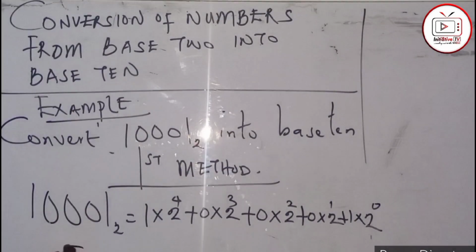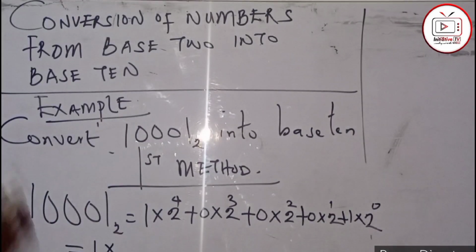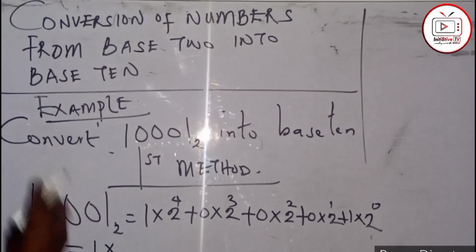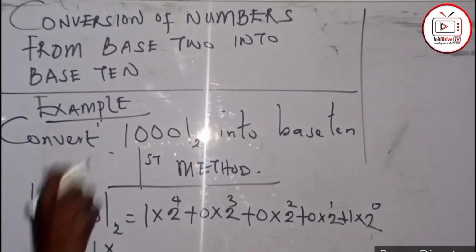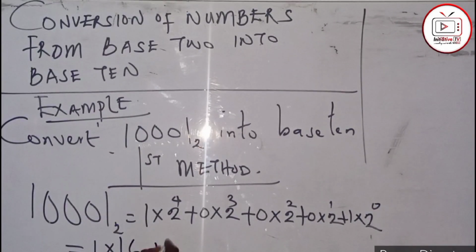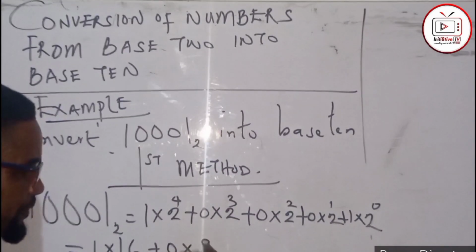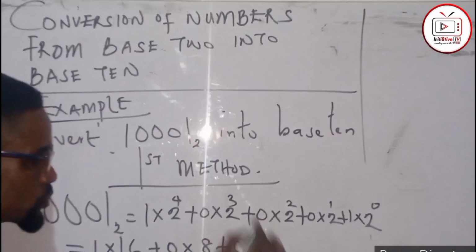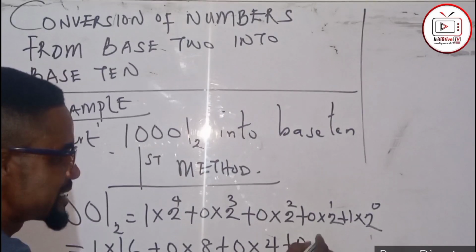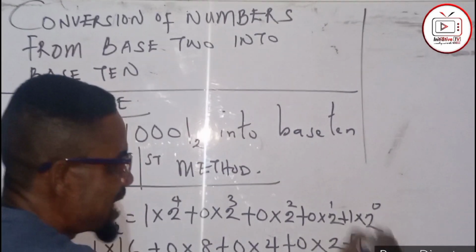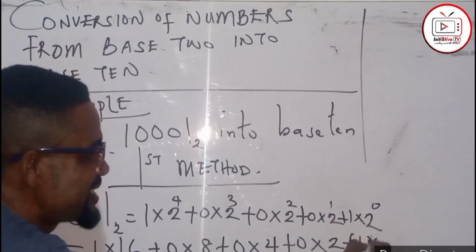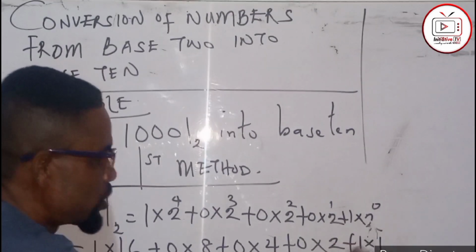Alright, we have this equal to 1 times 2 raised to the power 4, which means 2 in 4 places. 2 times 2 is 4, 4 times 2 is 8, 8 times 2 is 16. Plus 0 times 2 to the power 3, 2 in 3 places gives me 8. Plus 0 times 2 to the power 2, which gives me 4. Plus 0 times 2 to the power 1, which gives me 2. Plus 1 times 2 to the power 0, and 2 to the power 0 is 1.